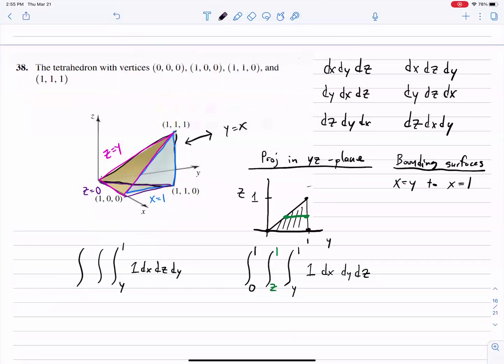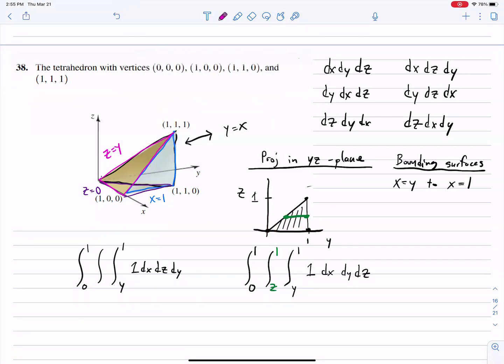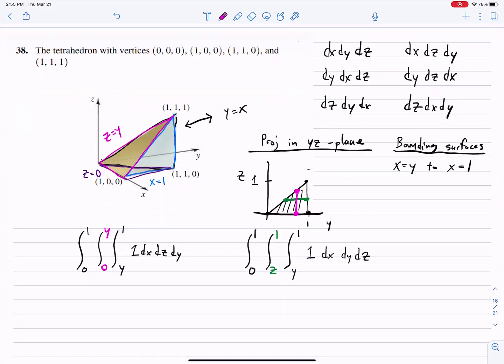So that's still 0 to 1, right? Because I'm slicing like this. They go from 0 to 1. On a particular Y slice, where are we going from? So from like here to here. Where do my Z values go from? They go from 0 and they end at Y. 0 to Y. So that's two ways to do it.